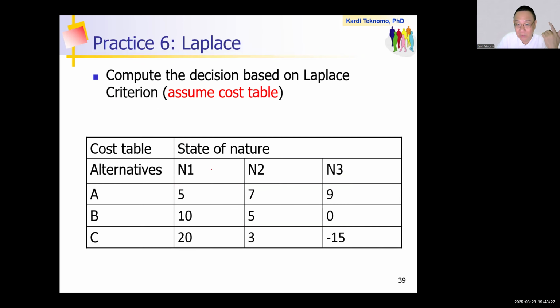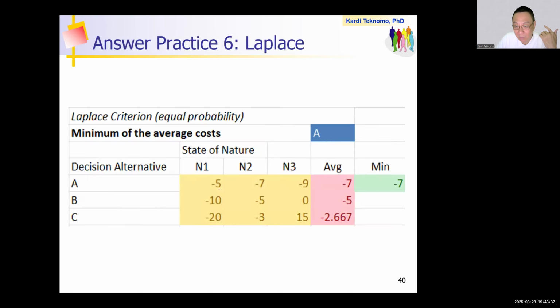So what you will do is take the average of each row. Say if this is a cost table, assume a cost table. So you take the average of the row here, and because this is cost, you minimize. If it is gain, you maximize. Clear or not? Easy, yeah? So for Laplace equal probability, you just assume equal, and in that case you just take the average in each row.